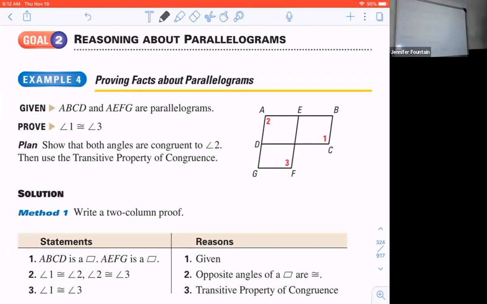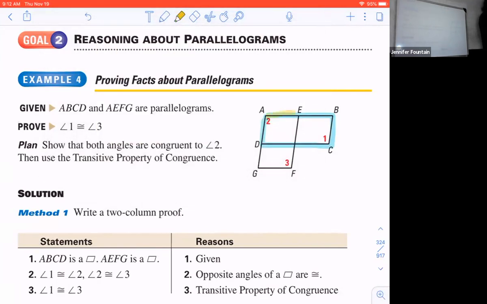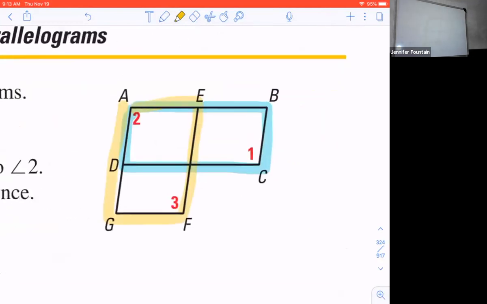Proving facts about parallelograms. Okay, so let's take a look, and it says ABCD and AEFG are parallelograms. So the first thing I'm going to do is highlight ABCD. So that means I'm talking about this one right here. Okay, and then AEFG. So we're talking about these as 2 different parallelograms. This is one going from side to side, going horizontally. Then I have one running vertically. It tells me that these are parallelograms.